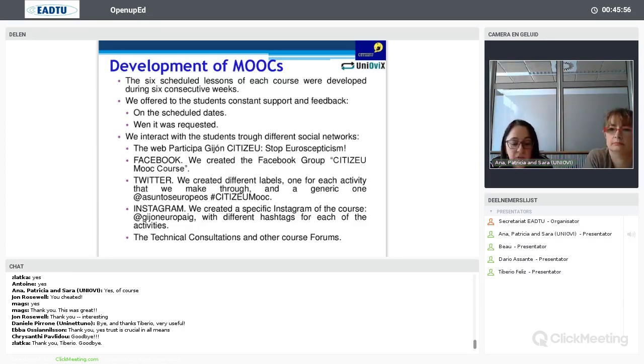Despite its self-learning nature, on the scheduled dates we offer constant support and feedback to the students who requested it. Interaction between the students themselves was also included through interventions in different social networks, supervised in many cases by the course team. Every lesson has a participatory section. In this section, we propose tasks and activities related to the subject matter to be shared in social networks. There is a specific platform for general participation called Gijón Participates. In addition, to encourage participation, specific accounts were created on Facebook and Twitter.